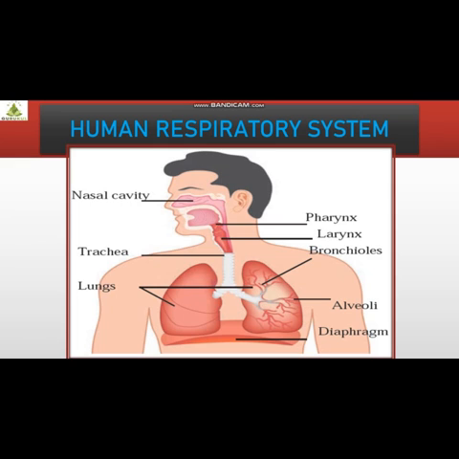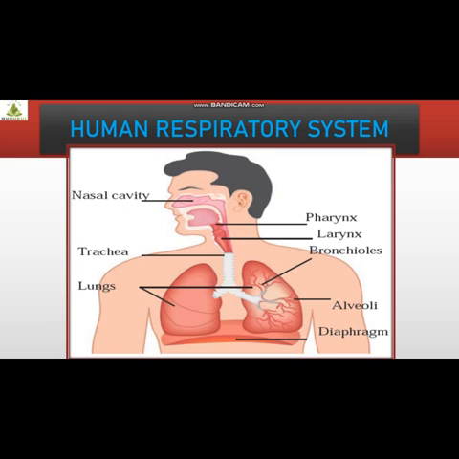And then you can see a compartment sort of thing, the diaphragm. It is going to separate the abdominal cavity and the chest cavity. Everything we are going to see in detail in the next video, at least some of it we are going to cover. I hope the introduction to the diagram of the human respiratory system is clear to you all.